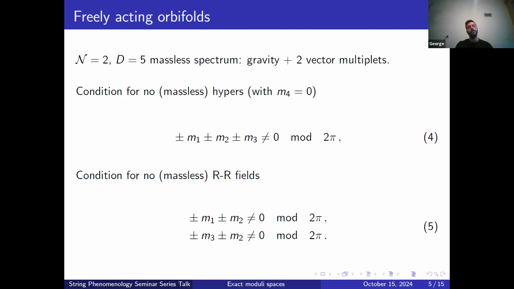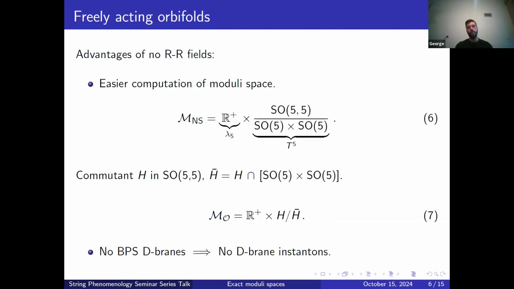Also, I will focus on examples with no massless Ramond fields, and I will explain in the next slide why this is convenient. Similarly, there are 2 conditions on these parameters: the combination of M1 with M2 and M3 with M2 should not be 0. Now, if there are no Ramond fields, and in particular no massless Ramond fields, then the computation of the moduli space is a bit easier.